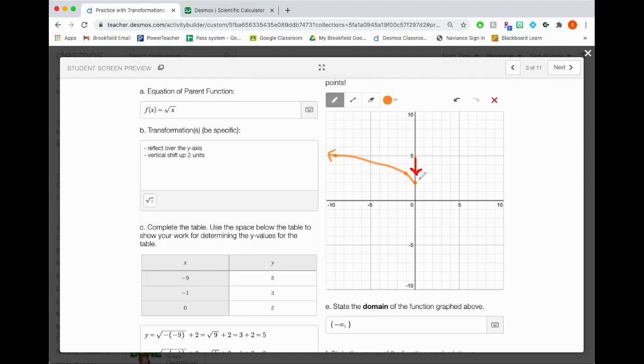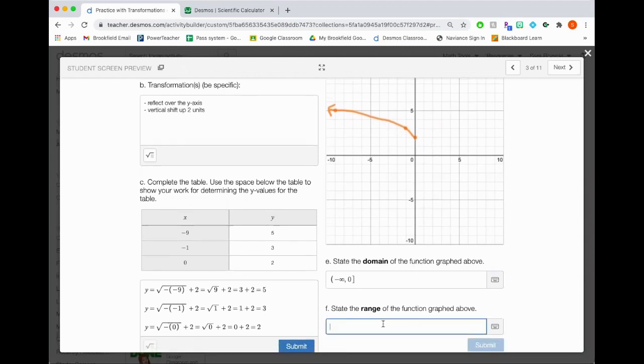The x value here is 0. And so my graph doesn't go past that. That's my highest x value here. So my domain is -infinity to 0 inclusive. And then the range is bottom to top. So the lowest y value here is 2, and then it goes to infinity.